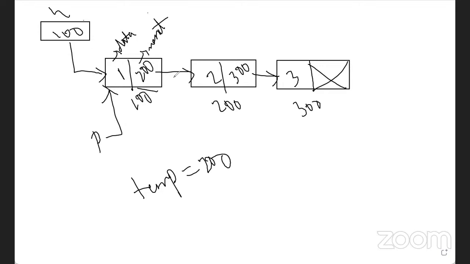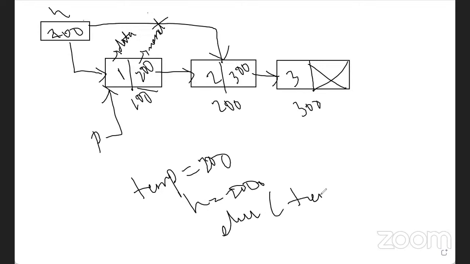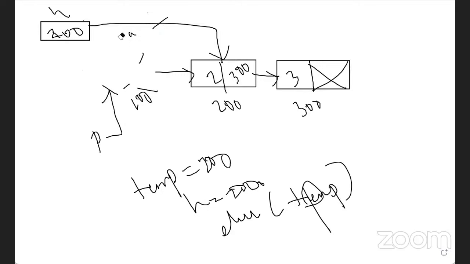Now you want to delete this. So what will you do? Head is equal to temp, then head is equal to 200. Then head is pointing here. Then you delete temp. Temp means this. Delete P. So you delete P, what will happen? This whole node is deleted. So the first node is deleted.